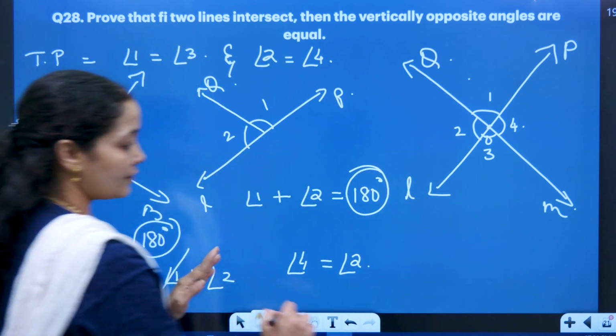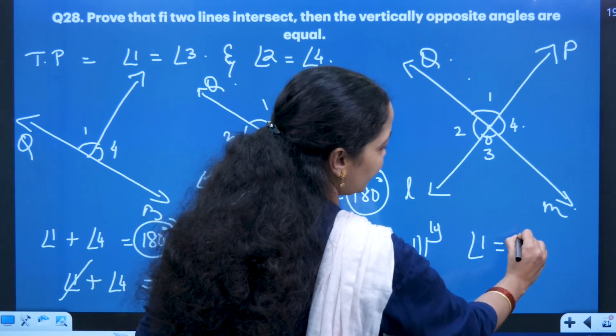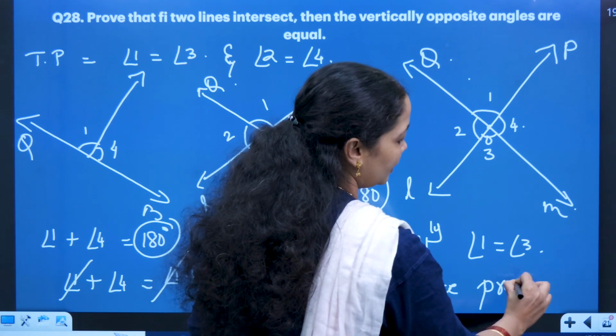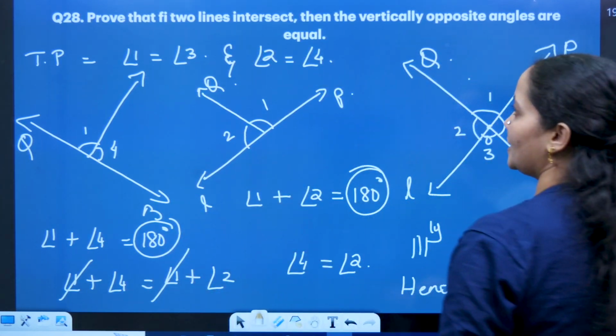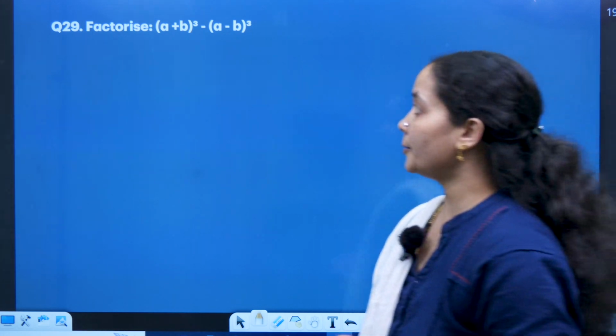So you will write while concluding, similarly, this is a symbol of similarly, angle 1 is equal to angle 3, and hence proved. This gives you 3 marks, a simple question asked by NPS people. Moving ahead to the 29th question.